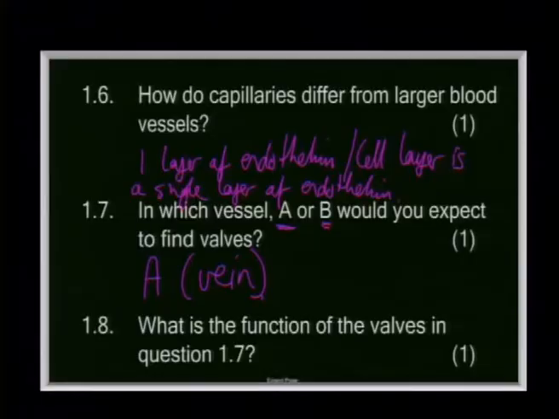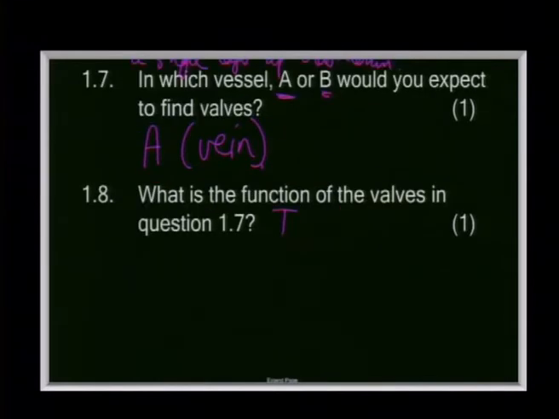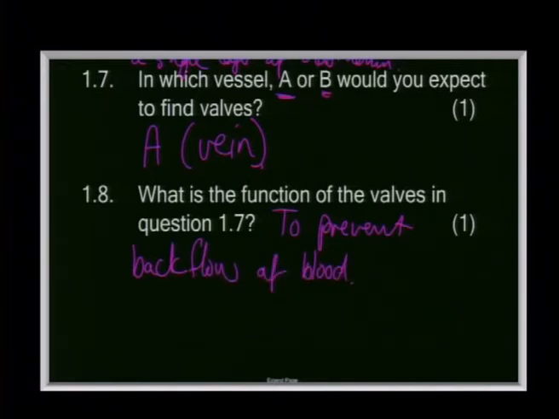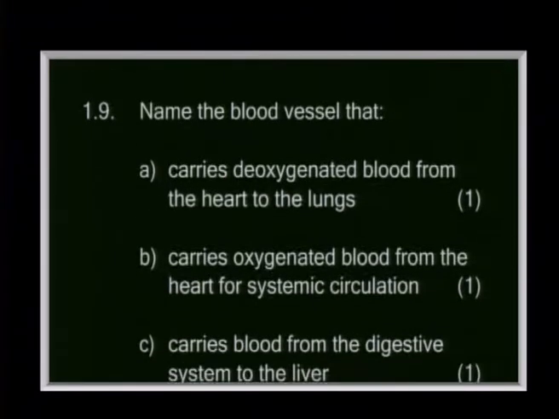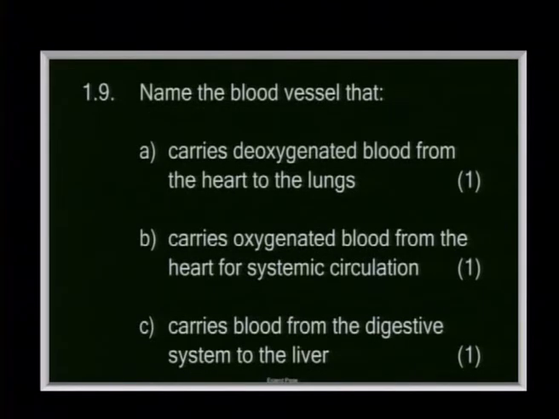All right, what is the function of the valves in 1.7? To prevent backflow of blood. Okay, and then we look at question 1.9. Name the blood vessels that carry deoxygenated. Now people, look at what I'm doing. I'm underlining the word they want from me. Deoxygenated blood from the heart to the lungs. So if it's leaving the heart, it's going to be an artery.